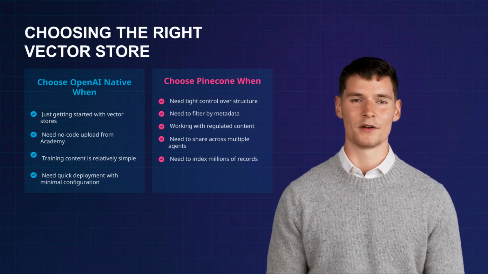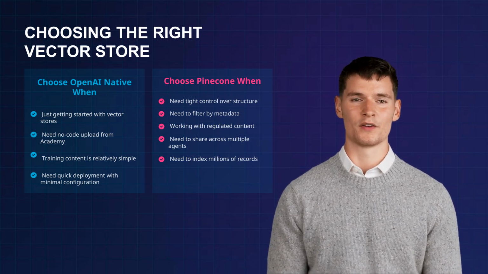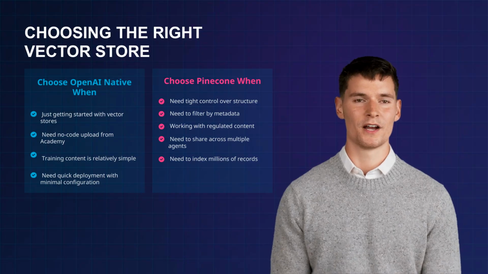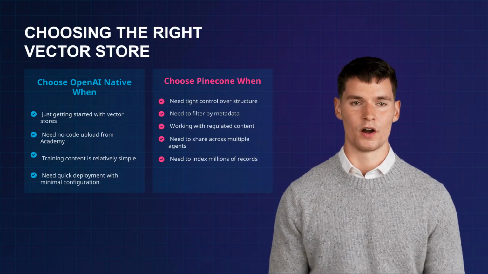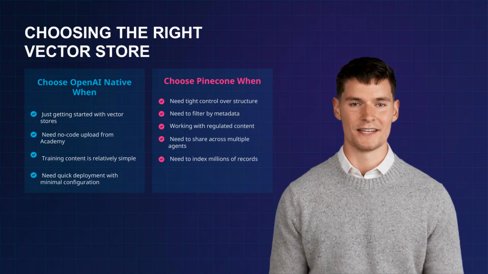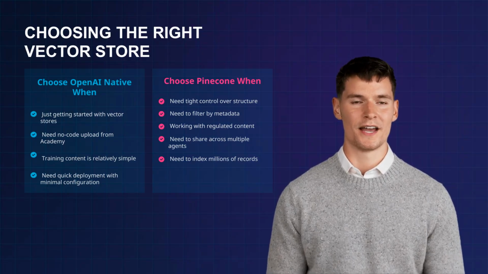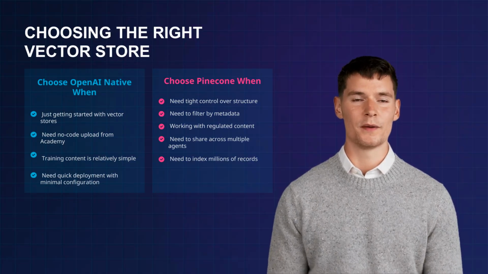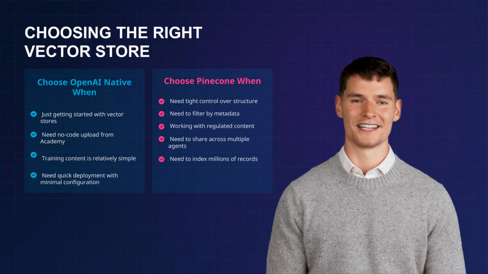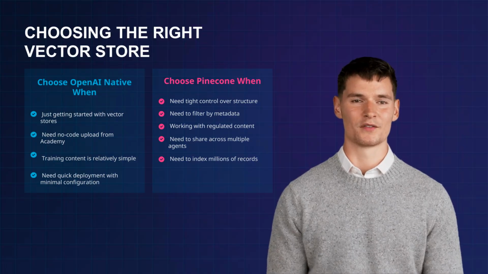Choose OpenAI Native when you're just getting started, need a no-code upload option, and your content is relatively simple. It's ideal for quick pilots or when you want to move fast without deep technical setup. Choose Pinecone when you require full control over indexing, need to filter or query based on metadata, are working with regulated content, want to share one vector store across multiple agents, or expect to store and search millions of records. It comes down to simplicity versus control. OpenAI Native excels in speed and accessibility. Pinecone shines when you need scalability, configurability, and more advanced retrieval capabilities.